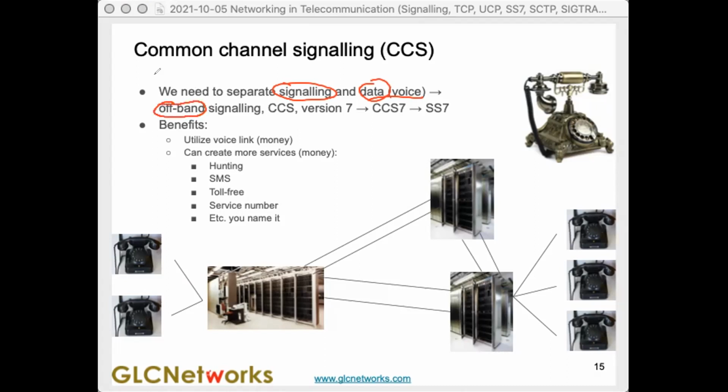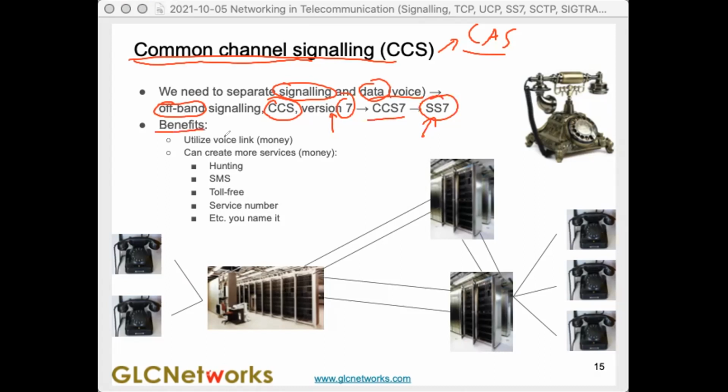So we try to do it off band. We dedicate separate links just for signaling, and we call it CCS, Common Channel Signaling. Previously it was called CAS, Channel Associated Signaling, because signaling was associated with the data and we could not separate it. Now we call it CCS, Common Channel Signaling, which means the signaling is commonly grouped, with dedicated links just for signaling and nothing else. The version that we are using is version 7, so it's called CCS7, or we just call it SS7, Signaling System Number 7.